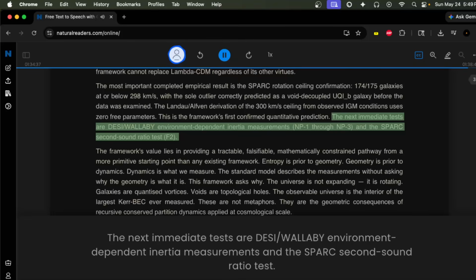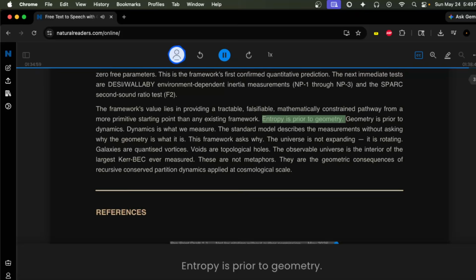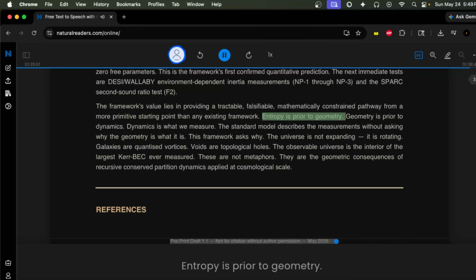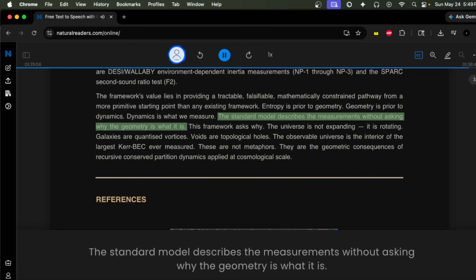The next immediate tests are DAISY, WALLABY environment-dependent inertia measurements, and the SPARC second sound ratio test. The framework's value lies in providing a tractable, falsifiable, mathematically constrained pathway from a more primitive starting point than any existing framework. Entropy is prior to geometry. Geometry is prior to dynamics. Dynamics is what we measure. The Standard Model describes the measurements without asking why the geometry is what it is.